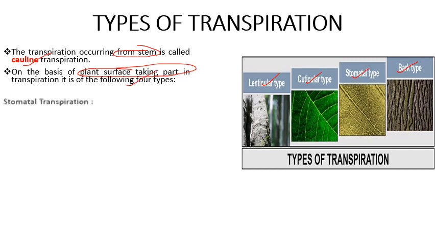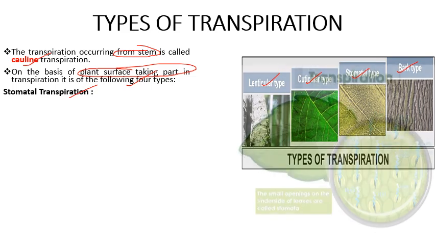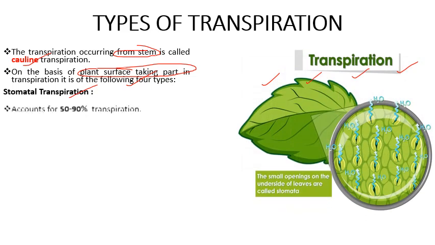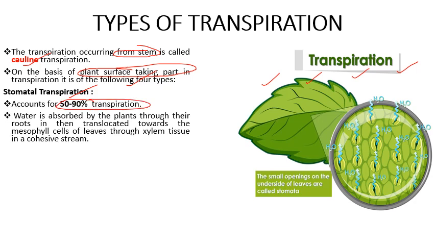And the first type is stomatal transpiration. This is the most common type of transpiration, and it accounts for 50 to 90% of the transpiration process. Water is absorbed by plants through their roots and then transported towards the mesophyll cells of leaves through xylem tissue in a cohesive stream, and this upward movement is favored by the transpiration pull.